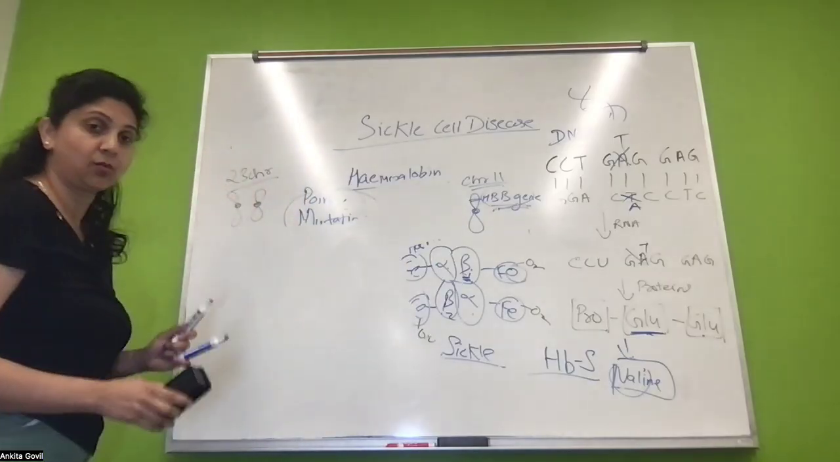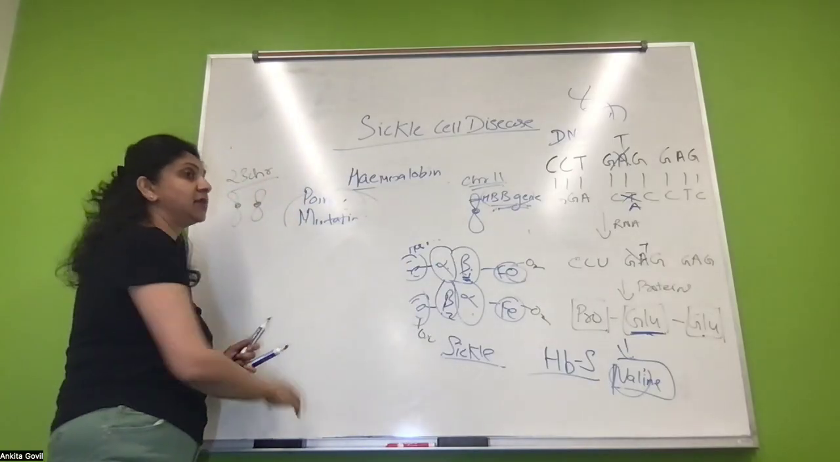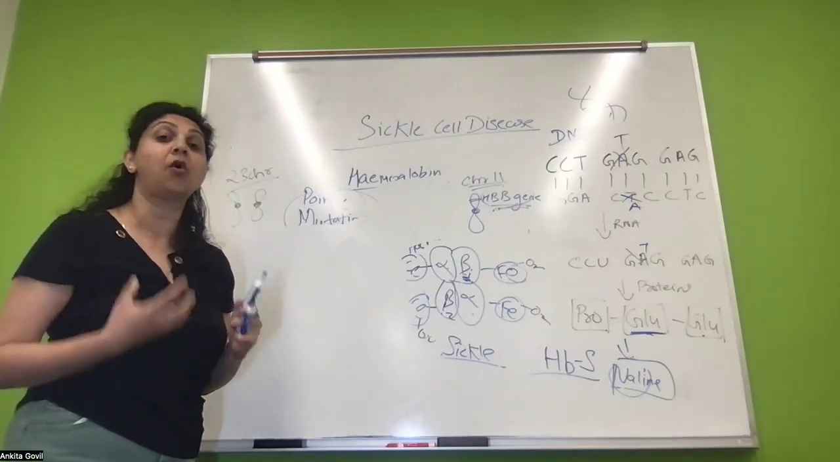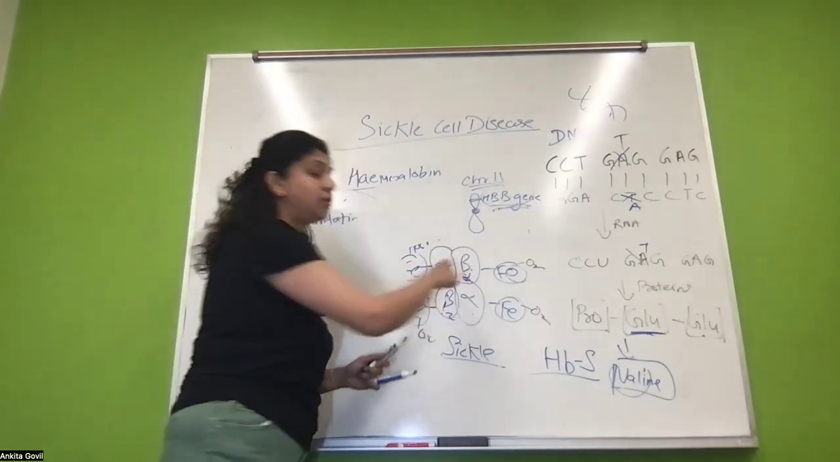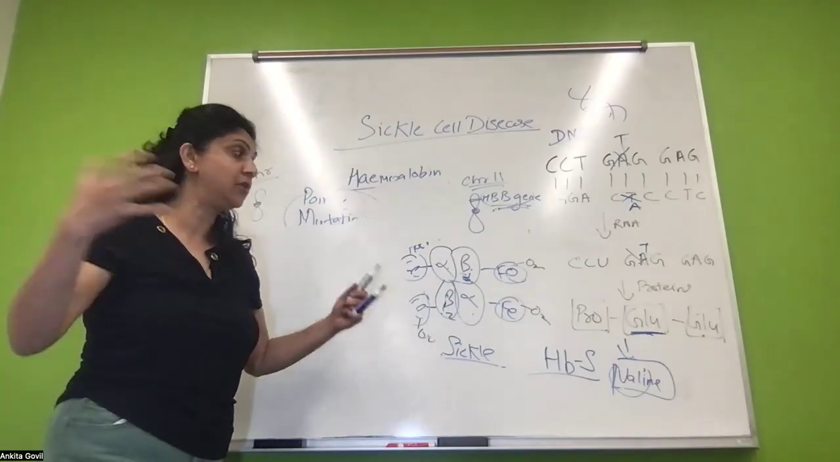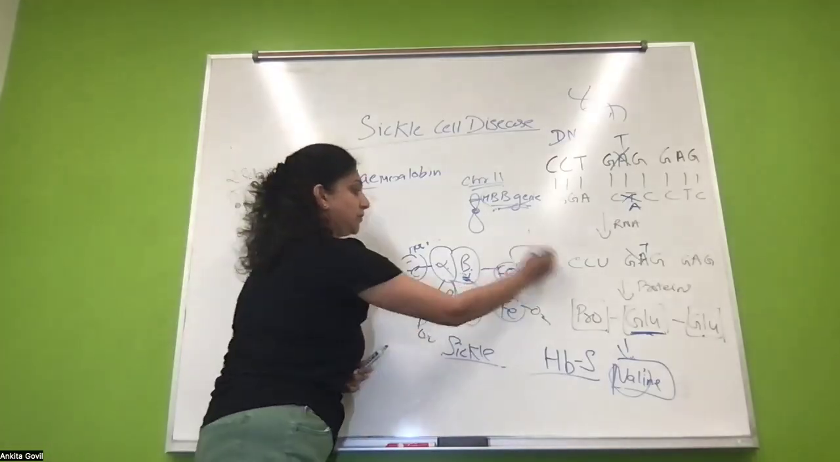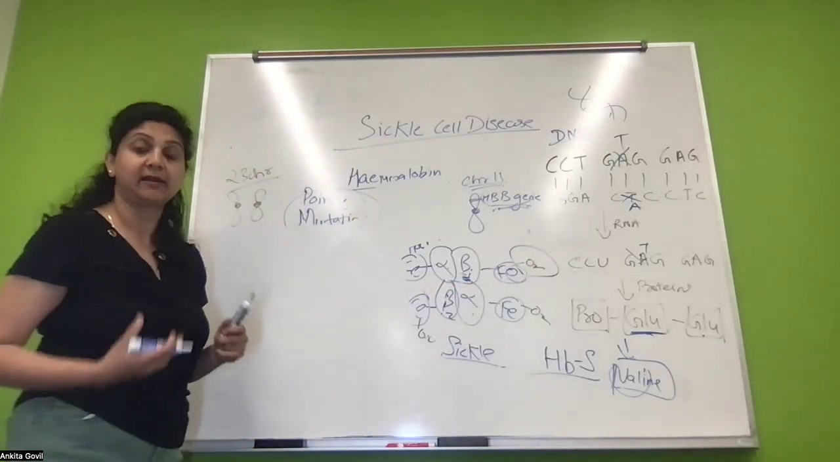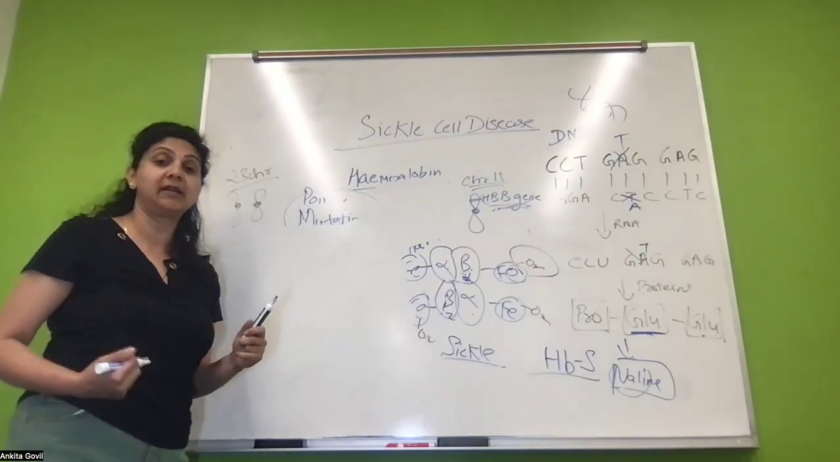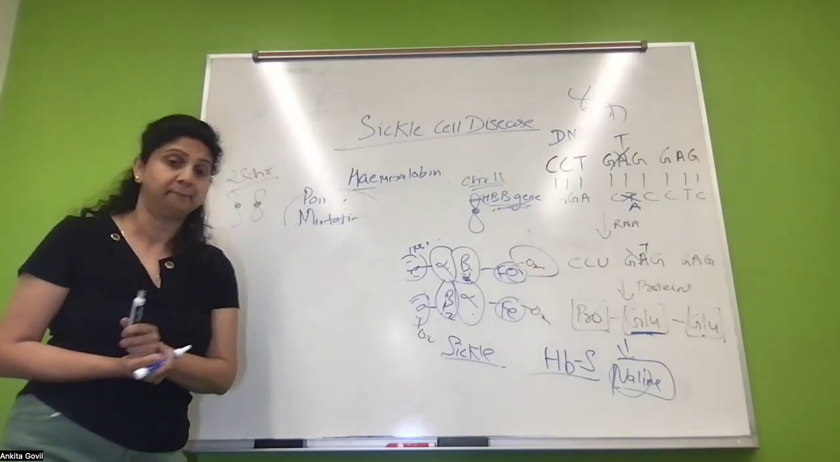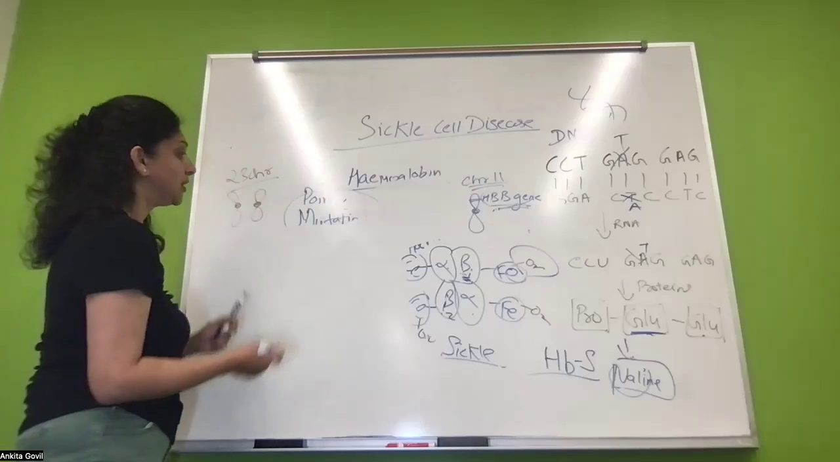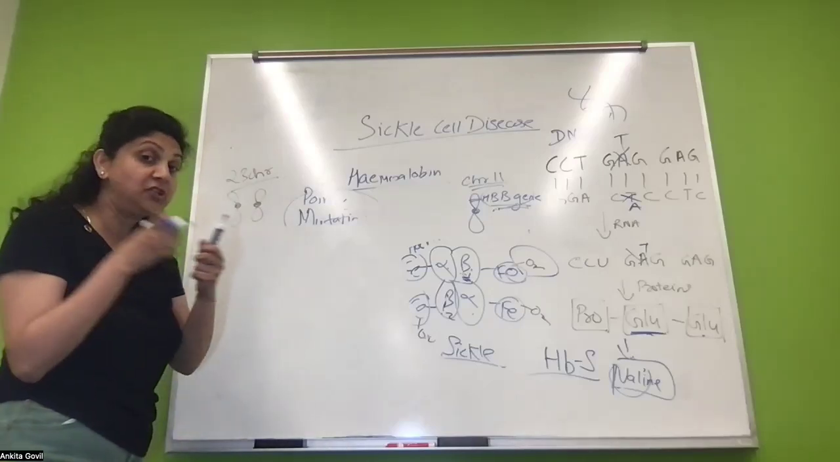Now, because of this, what happens? The hemoglobin has a very low capacity of carrying oxygen because the beta chains are not formed correctly, so they will not be able to carry the oxygen properly. There will be a very low content of oxygen carried by them. As a result of which, they will start clumping with each other.